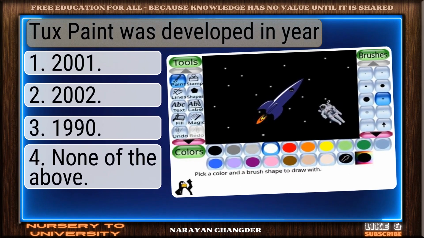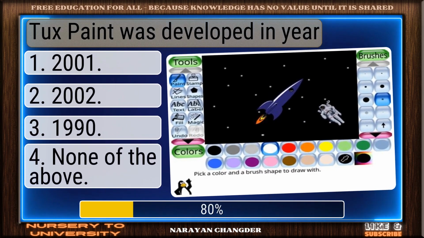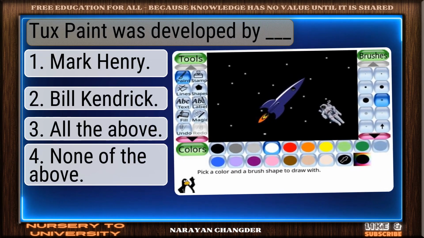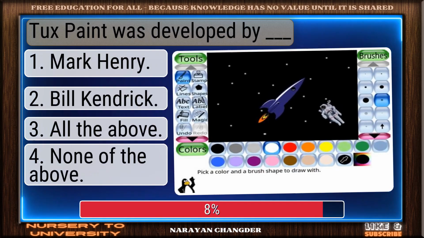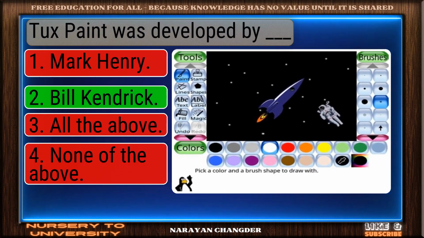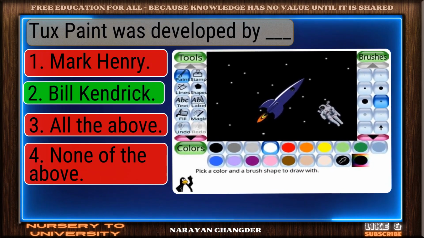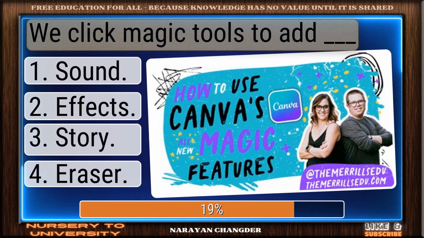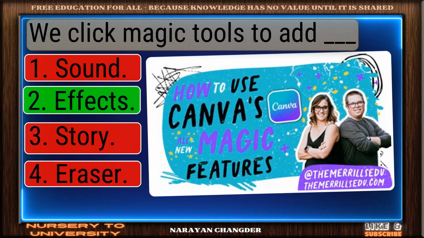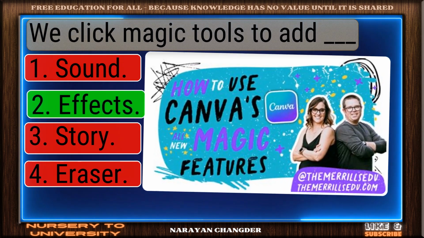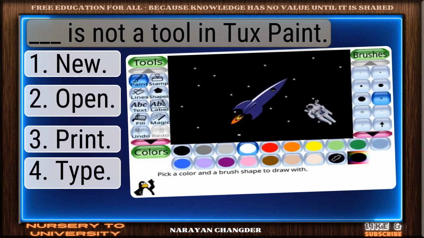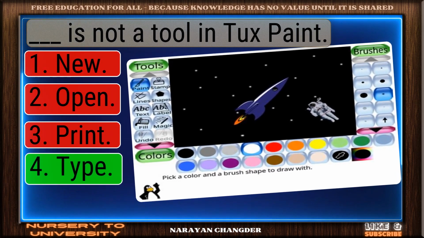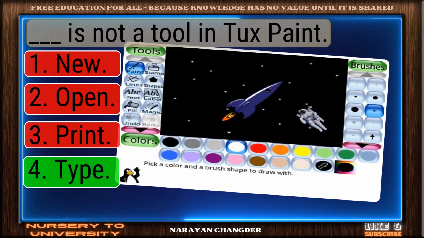Tux Paint was developed in year. You're right. 2002 is correct. Tux Paint was developed by dash. Right again. Bill Kendrick is valid. We click magic tools to add dash. Nice selection. Effects is correct. Dash is not a tool in Tux Paint. Correct response. Type is accurate.